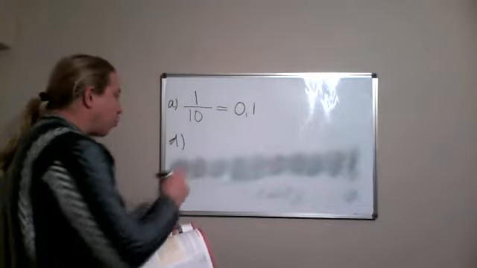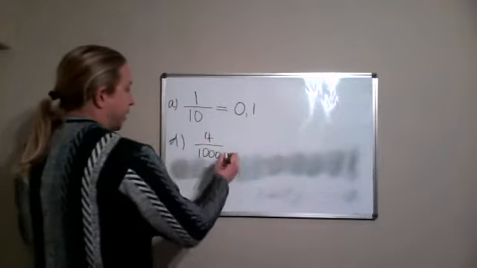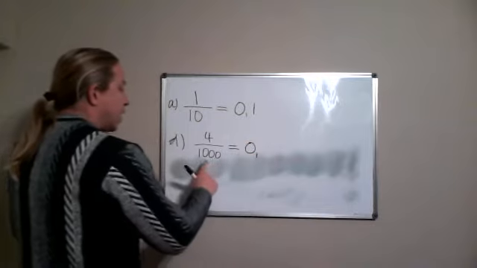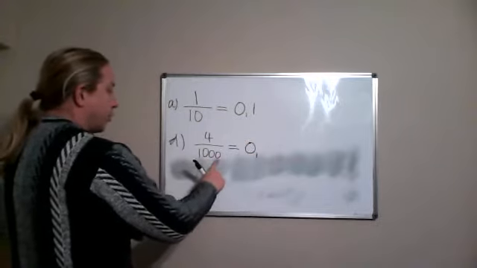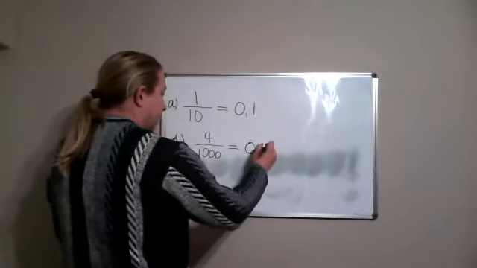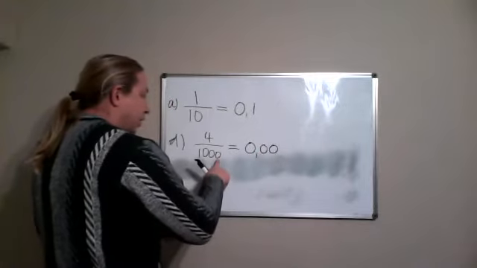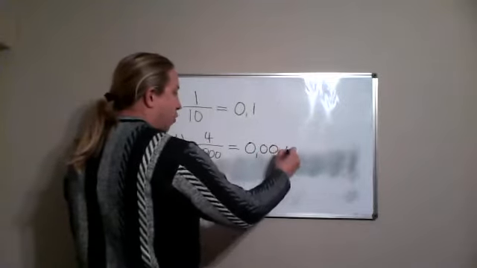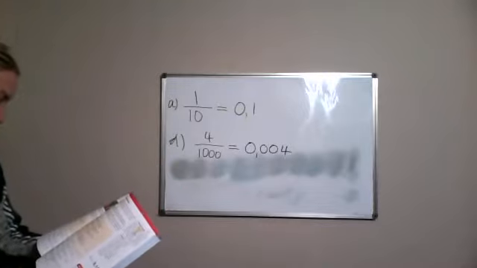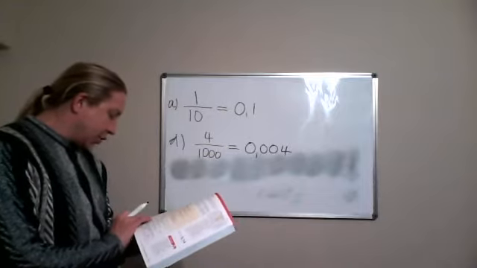I'll do D for you. So D says 4 over 1,000. Okay, equals, again, no whole parts, 0 point. Now we have 1, 2, 3 placeholders. So for the tens, there's nothing here. For the hundreds, there's nothing here. Now we're going to the thousands, we have 4. So it's 0.0004. Okay. Right, and then the next one, let's do F.